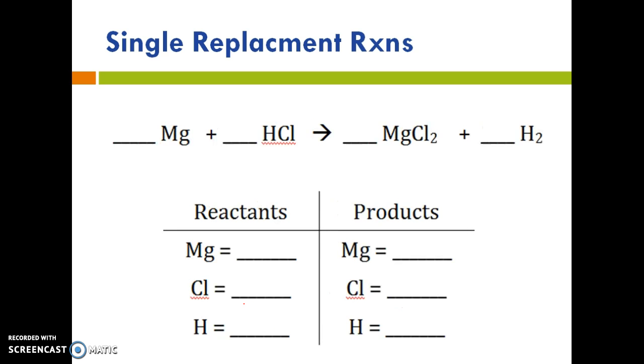Go ahead and pause here to try your hand at the other single replacement reaction. And if you balance this one correctly, there should be a 2 in front of the hydrogen chloride, and that should be it. Our atom counts should be 1, 2, 2, 1, 2, 2. A single magnesium kicks out one other element in the compound, kicks out hydrogen, and there's our new compound, magnesium chloride. Single replacement.